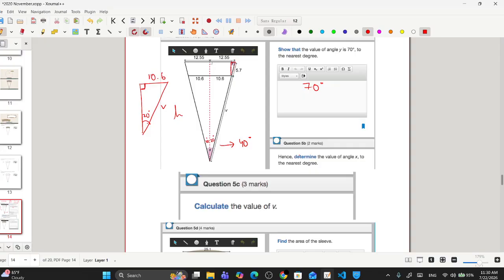Wait a second. Yeah, this is supposed to be the base and this is supposed to be the perpendicular. Which trigonometric identity links both of them together? So yes, it's definitely the sine. So sine of 20 equals perpendicular, which is 10.6, over h. H equals 10.6 over sine of 20. If we solve it, we would get an answer of 30.99, and we can round it off to simply 31.0.